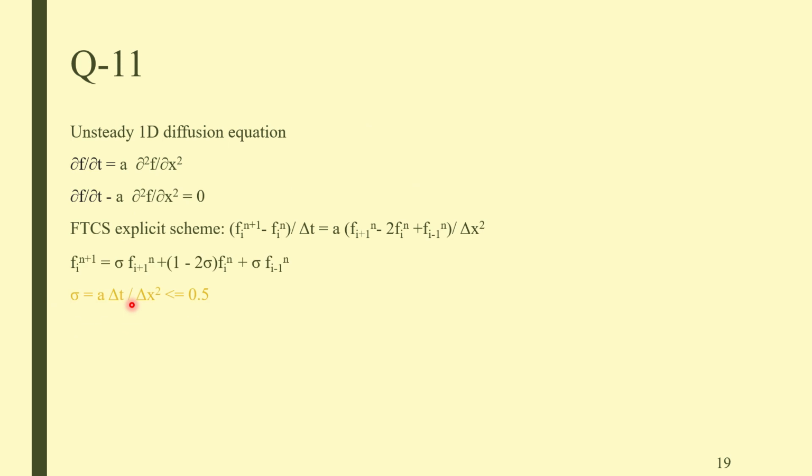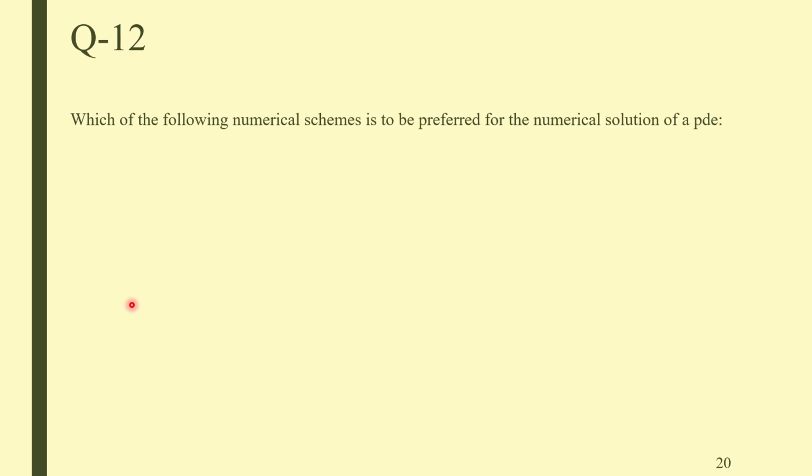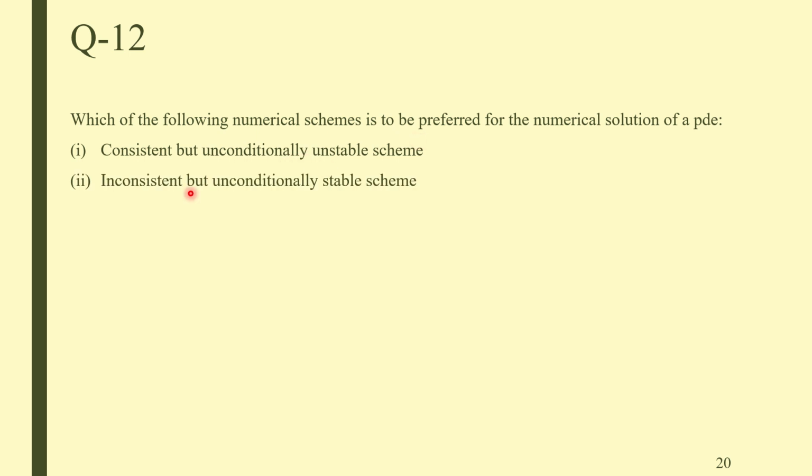Now we'll go to question 12. In question 12, which of the following numerical schemes is to be preferred for the numerical solution of a PDE? So for getting a numerical solution of a PDE, which numerical scheme should we prefer? First one, consistent but unconditionally unstable scheme. Second, inconsistent but unconditionally stable scheme. Third one, consistent but conditionally stable scheme. On looking at it, what we require is consistency and stability to achieve convergence. So consistency is important, stability is important as well.